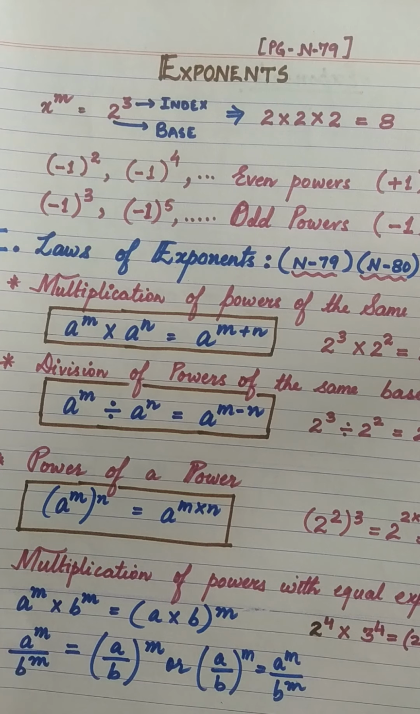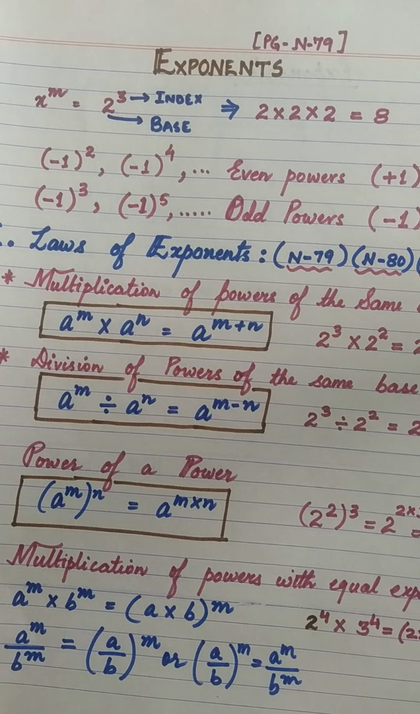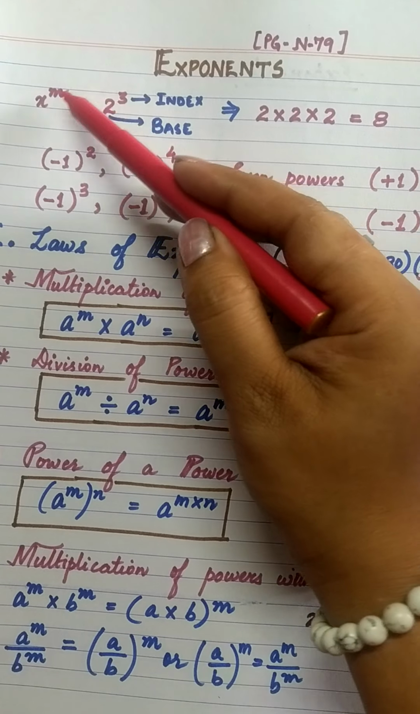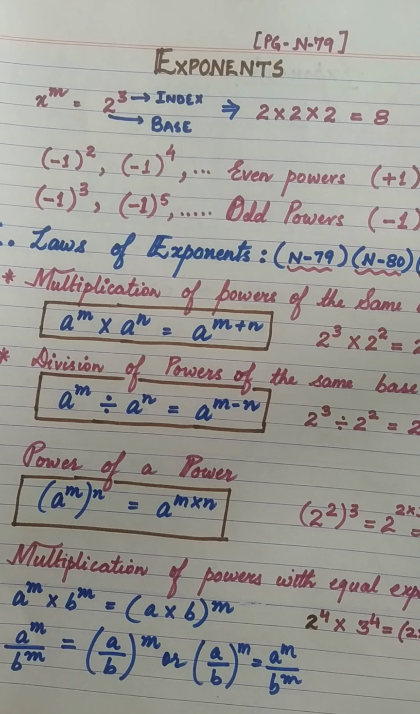Today we are going to start exponents, which is on page number N79 of your book. Children, whenever we write a number raised to a power, that means the number is multiplied that many times, and this form of writing it is known as exponential form or exponents.